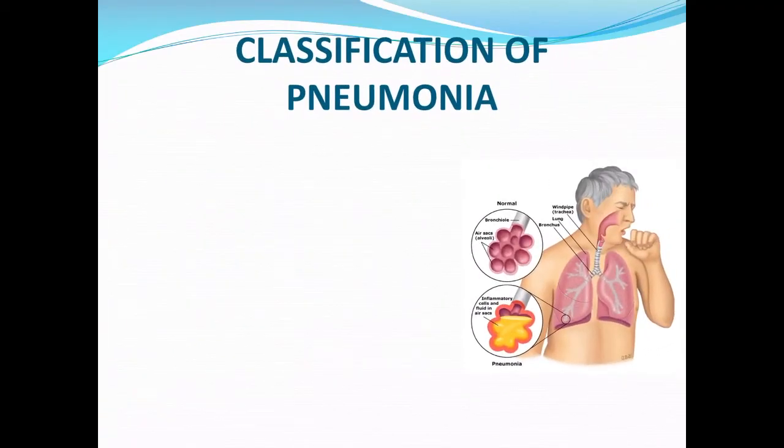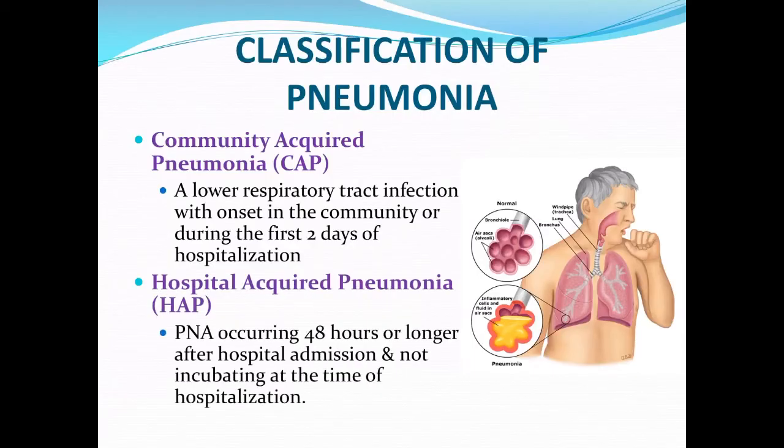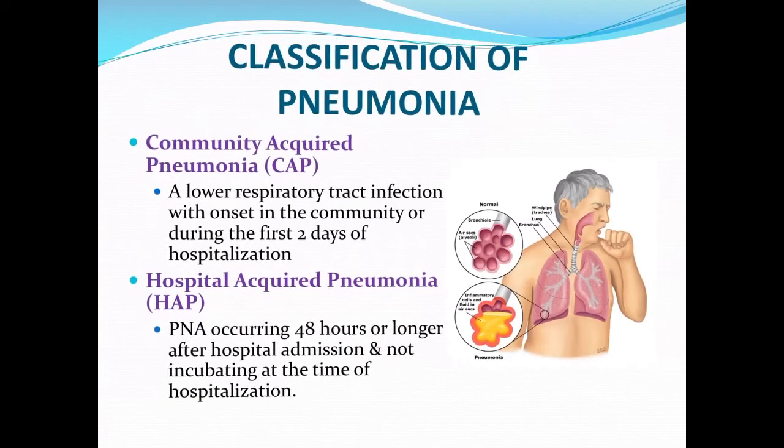So we have here different classifications of pneumonia. First, we have community-acquired pneumonia or CAP, a lower respiratory tract infection with onset in the community or during the first 2 days of hospitalization. The other one is hospital-acquired pneumonia or HAP. It is a pneumonia occurring 48 hours or longer after hospital admission and not incubating at the time of hospitalization.